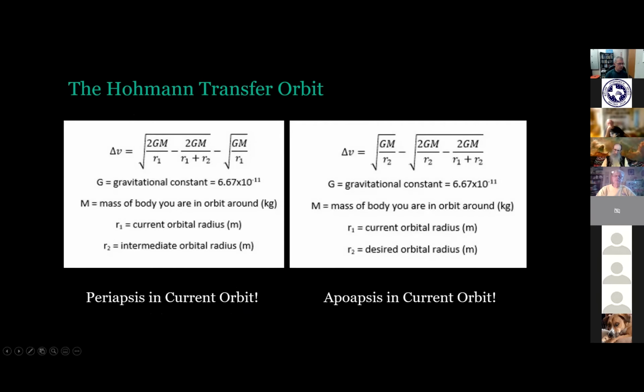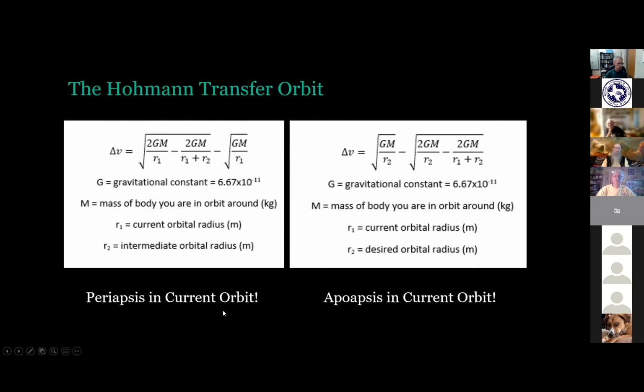So here we can see the difference between the two: I'm having this term be subtracted by this term. The R1 is the current orbital radius. And then you have that second orbit, which is the Hohmann transfer orbit. And then here, we're going from the desired orbit to a much lower one. In this case, this is going to take us towards periapsis in the current orbit. That is, we can descend down to a lower orbit. Here, this allows us to ascend to a much higher orbit.